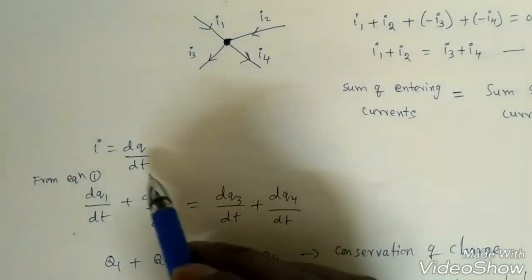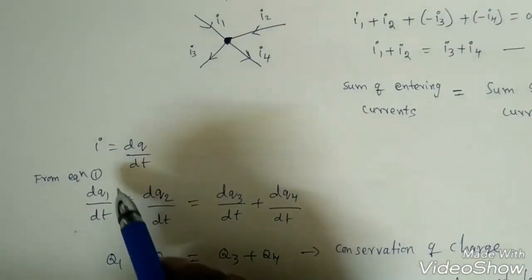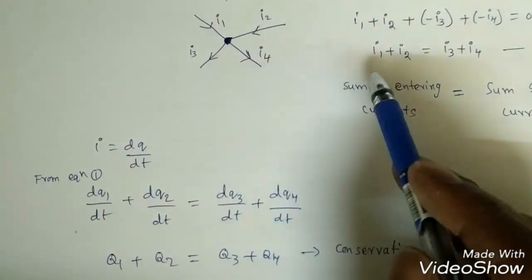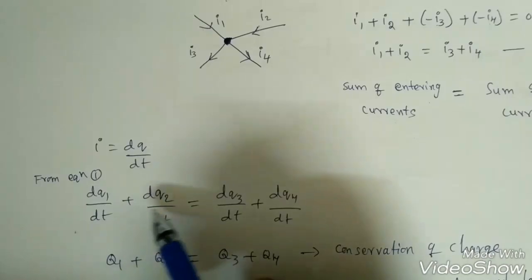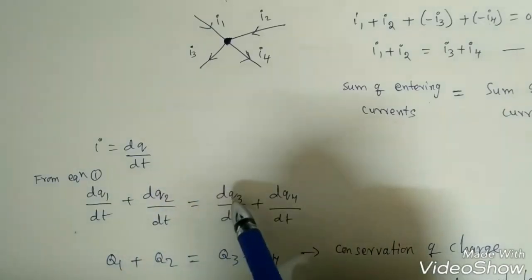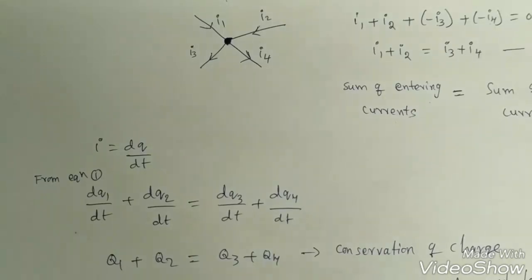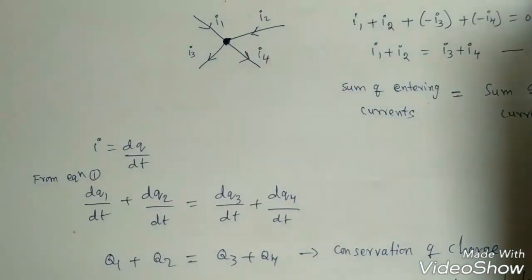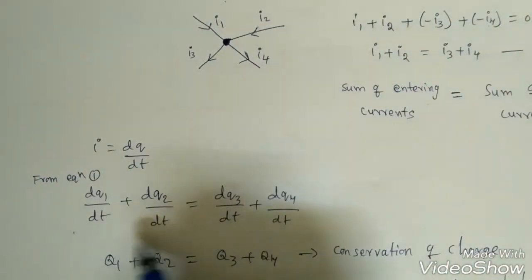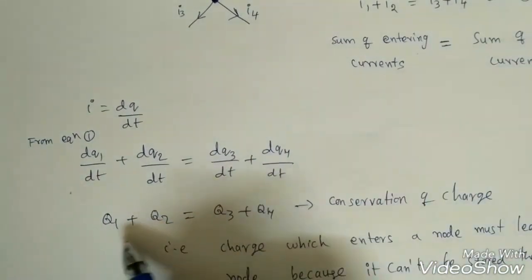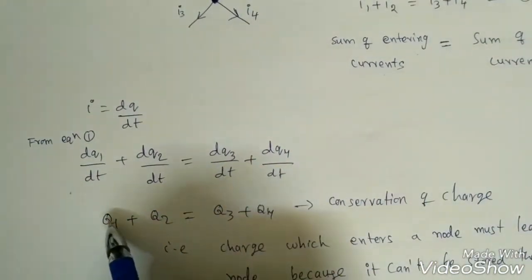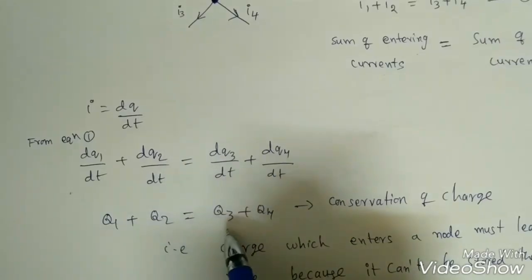So what is the current I? It is dq by dt. Now if I replace the currents, I1 is equal to dq1 by dt plus dq2 by dt is equal to dq3 by dt and dq4 by dt. Now, the important thing I told is they are all at the same instant of time, so the current is the same, so I can say q1 plus q2. With the other notation, q1 plus q2 is equal to q3 plus q4.